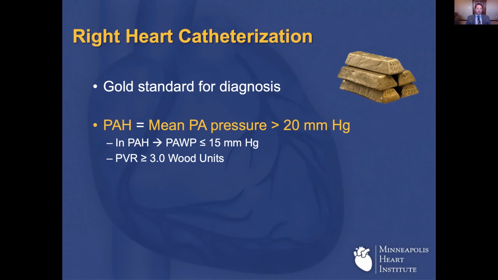And when we talk about pulmonary arterial hypertension, we're looking at the mean PA pressure greater than 20, with a wedge less than or equal to 15, and a pulmonary vascular resistance of greater than or equal to 3 Wood units. And then vasodilator response is often the next step if we haven't done the saline bolus or fluid challenge.